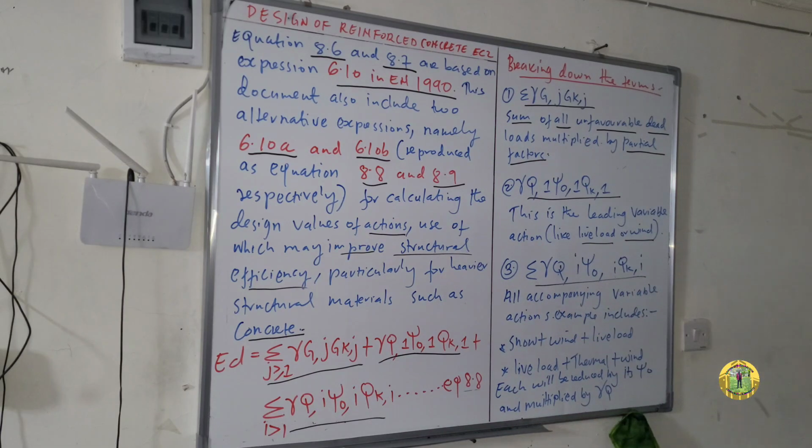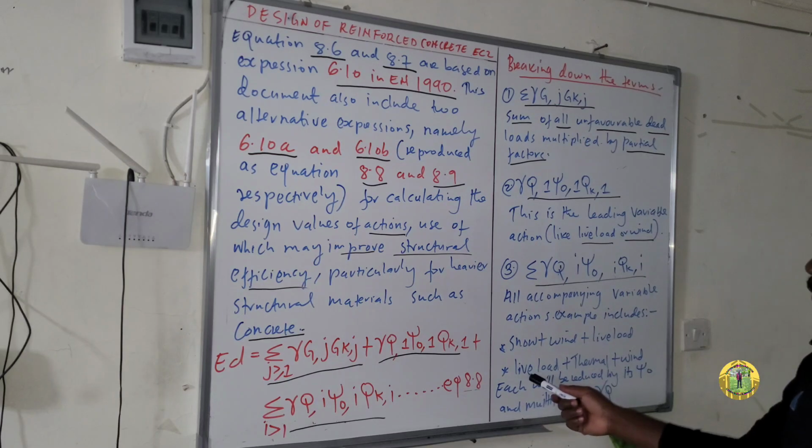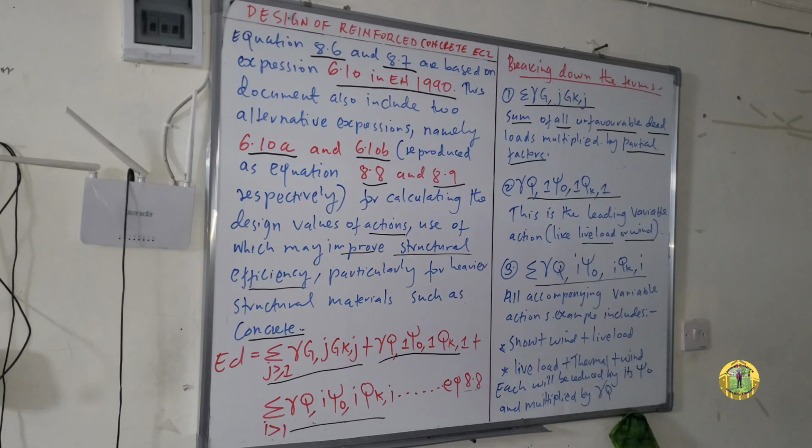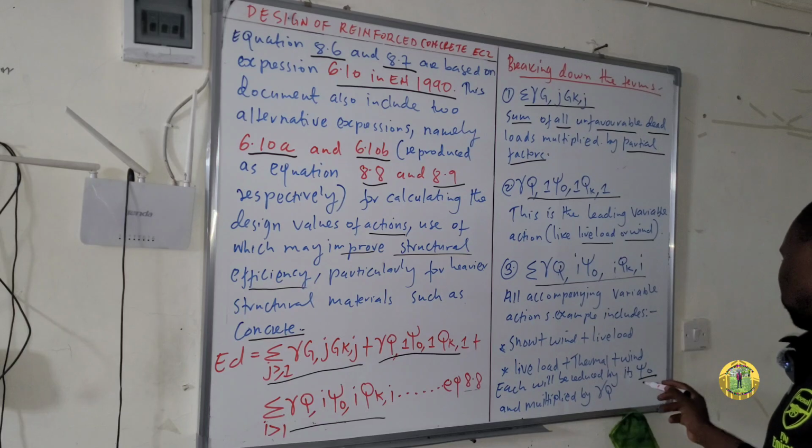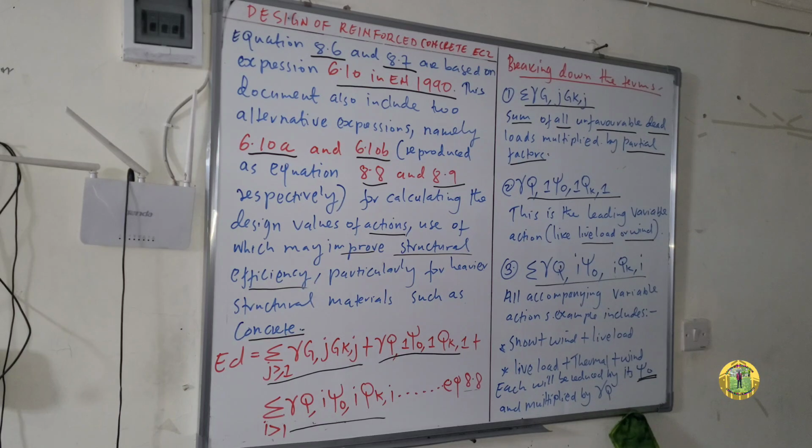So all accompanying variable actions, examples include snow plus wind plus live load. Then number 2, you have live load plus thermal plus wind. Each will be reduced by its combination factor, which is obtained in table 8.8, and multiplied by the partial safety factor for this variable action. So this is expression 8.8.